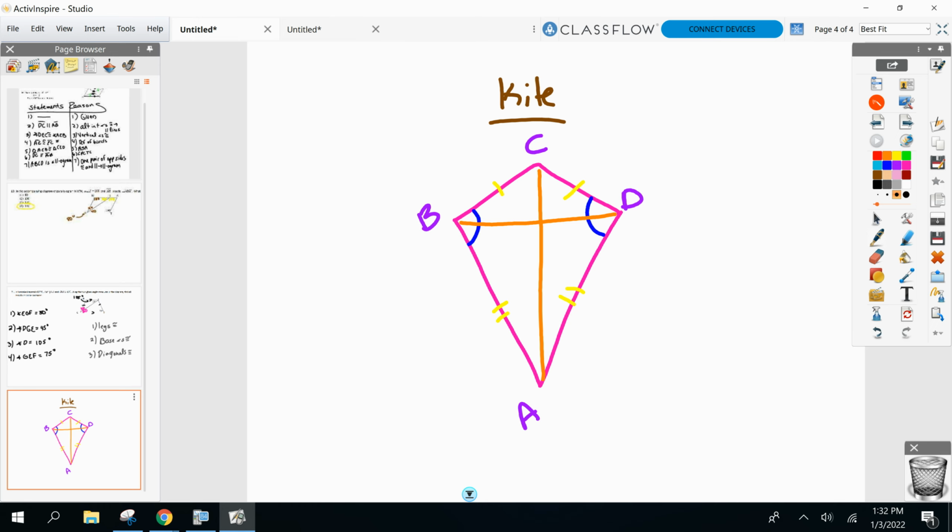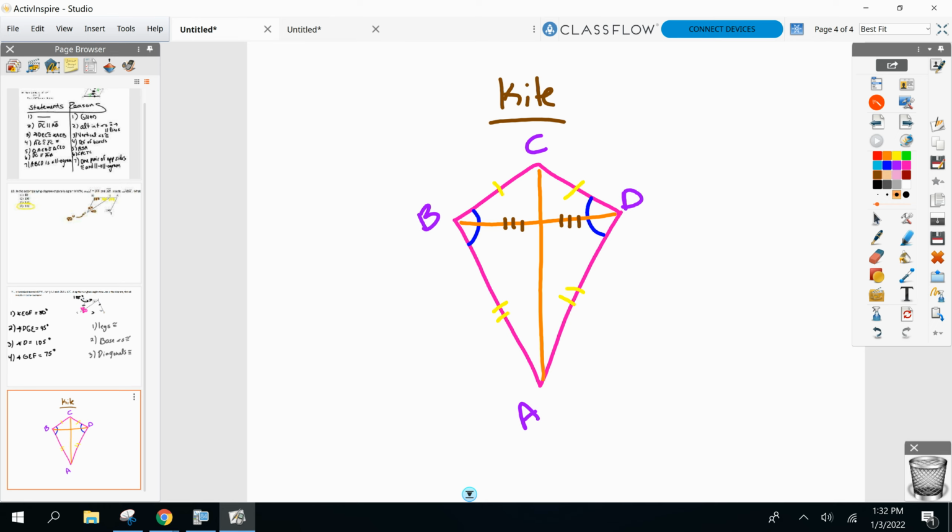One diagonal is bisected. Correct. Which one? The one in between the angles formed by the non-congruent sides. That was a mouthful. The shorter one? Yeah, the shorter one. Yes, the shorter diagonal is getting bisected.